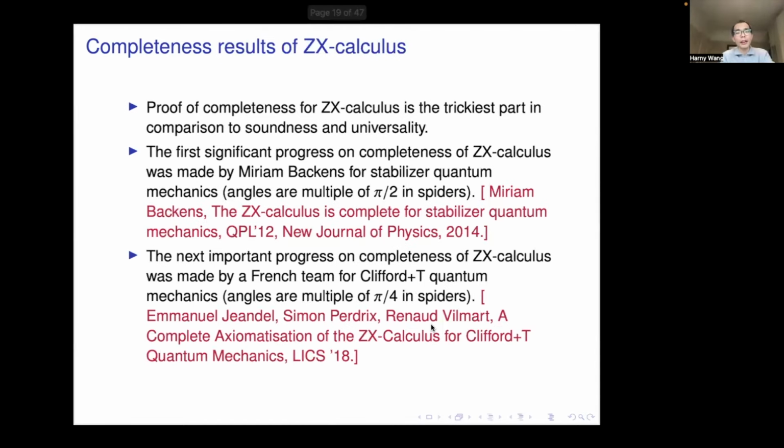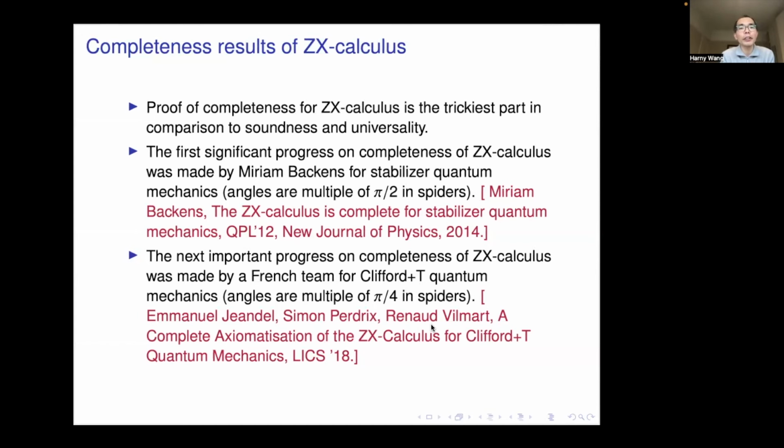So let me briefly introduce the completeness results, because the proof of the completeness for this graphical calculus is the most difficult part.